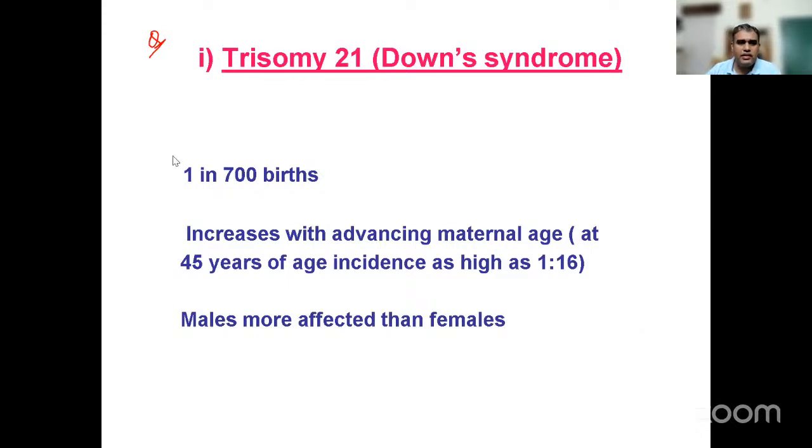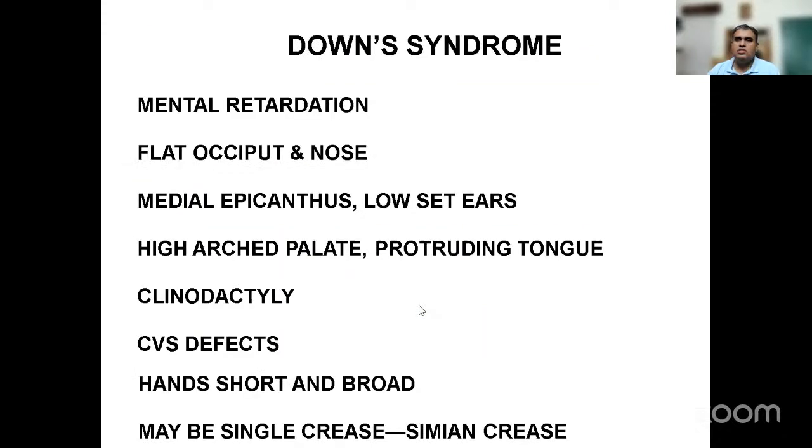It is quite common. Just imagine, 1 in 700 births, and in a country with a population like India, you can imagine how large the number would be. It increases with advancing maternal age, at 45 years the incidence is as high as 1 in 16. Just imagine. Males are more affected than females. Down syndrome, these are the various features.